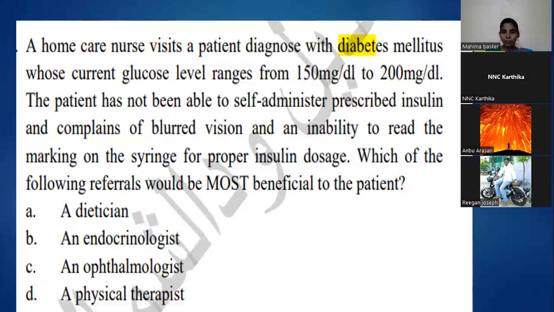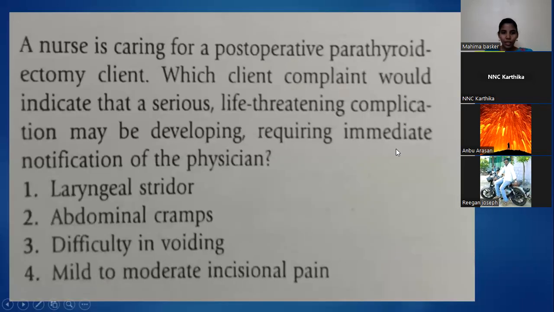Very easy question. From the question itself you have to take the answer. What is the problem in the question? They have mentioned blurred vision and inability to read the marking of the syringe. So where do you have to refer? To the ophthalmologist, the eye specialist. You have to refer the patient. C is the answer. Okay, next one.